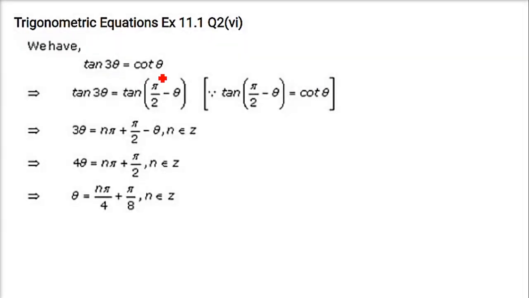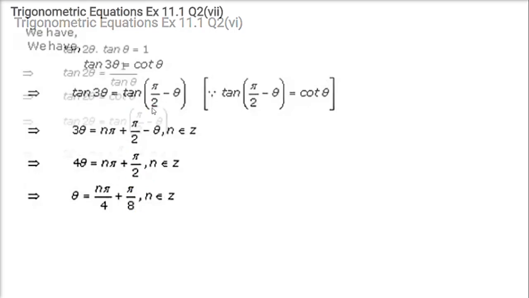Tan 3 theta is cot theta. Now in this cot theta you can write tan pi by 2 minus theta, because we know tan 90 minus theta is cot theta. So tan pi by 2 minus theta is cot theta. Now here this 3 theta will become n pi plus pi by 2 minus theta. Now bring this here. This will become 4 theta. 4 theta is n pi plus pi by 2. Divide both sides by 4. So you get theta equal to n pi by 4 plus pi by 2 into 4, that is pi by 8.